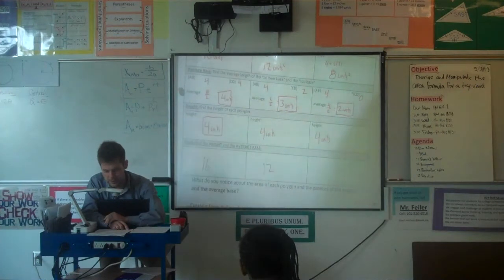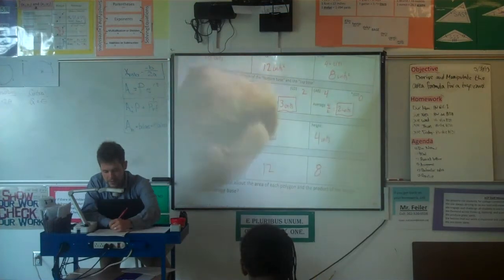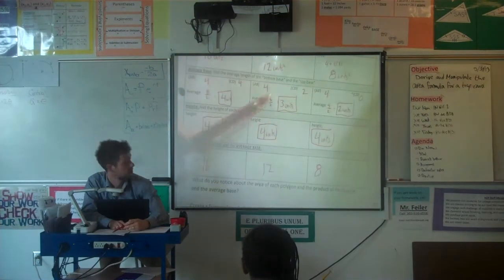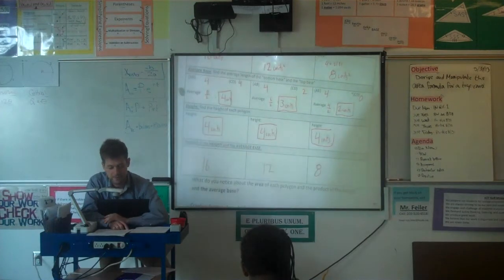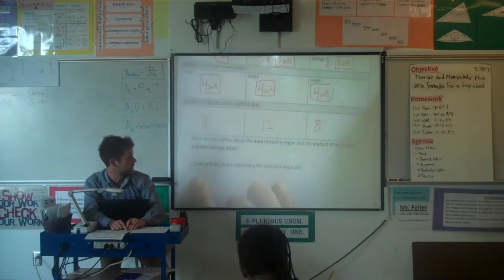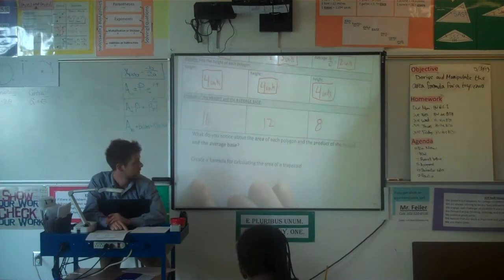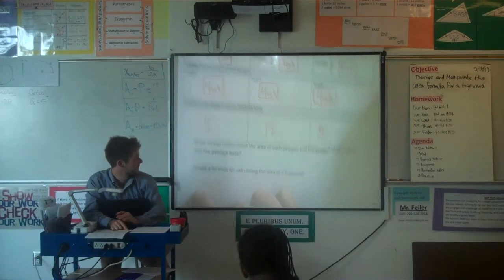12. And what was the product for the triangle? 8. Each time we're multiplying the average base by the height. Alright? Bree, can you read the question that is posed right below our data here? What do you notice about the area of each polygon and the product of the height and the average base? Okay, so let's take a look at that.